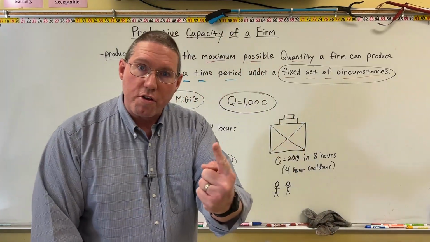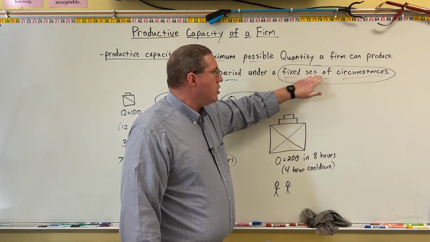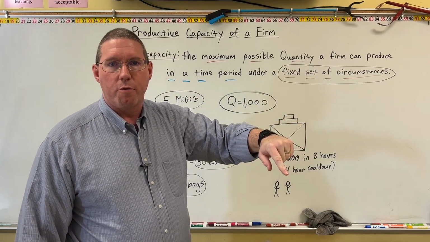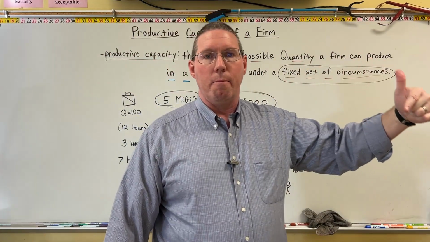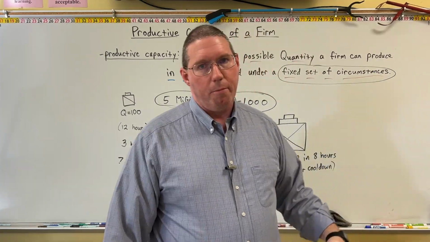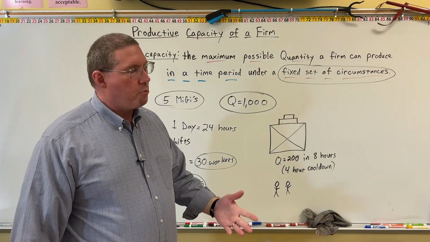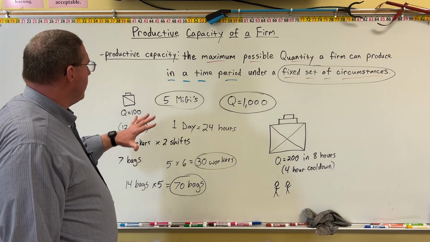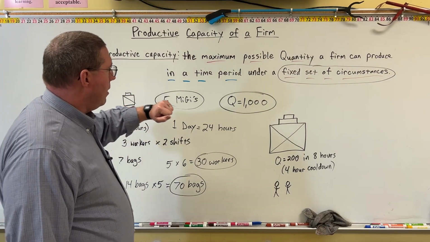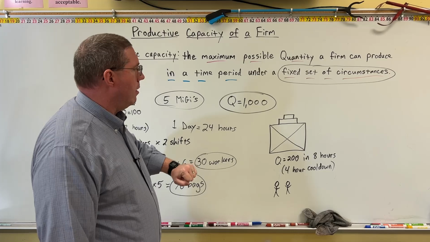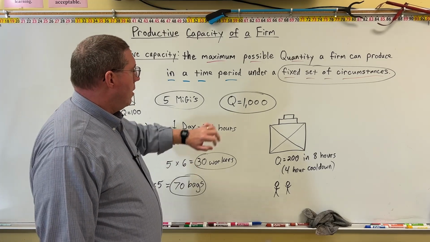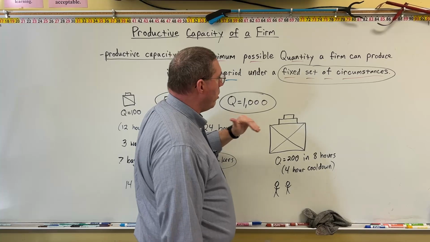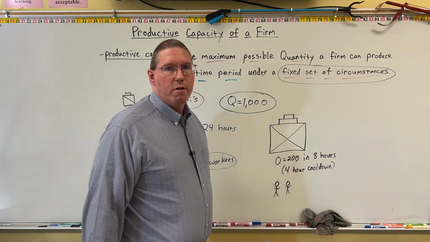So first, a business changes their fixed resources, and then after they've changed their fixed resources, they can hire more and buy more variable resources. And that's where we're going to go in the next part of this lesson. But this is the basic idea of productive capacity. It's the maximum possible quantity that a firm can produce given a specific time period, and they're always under a fixed set of circumstances.